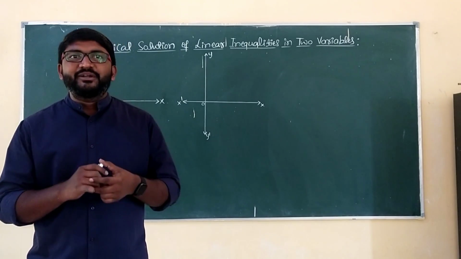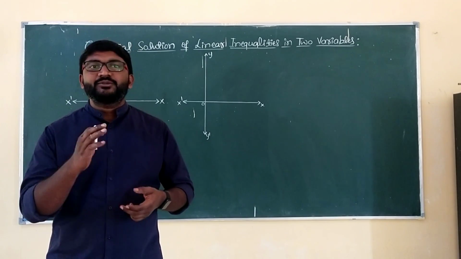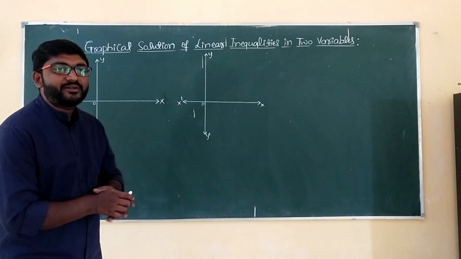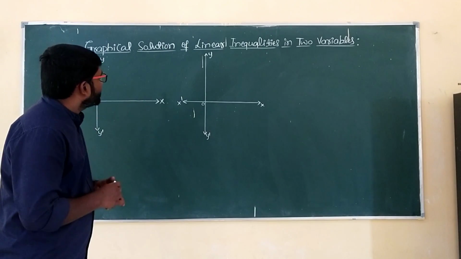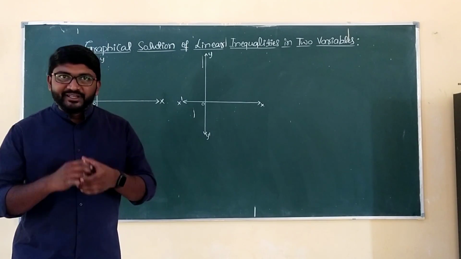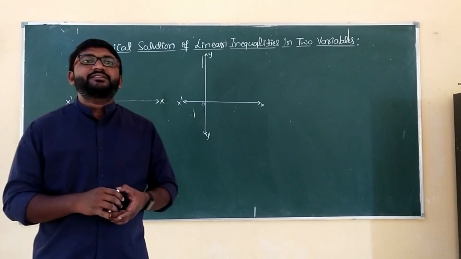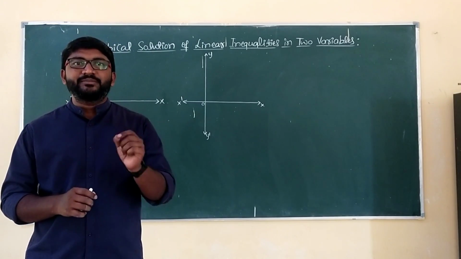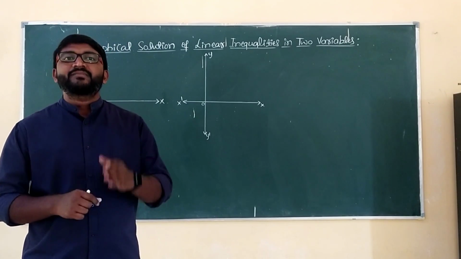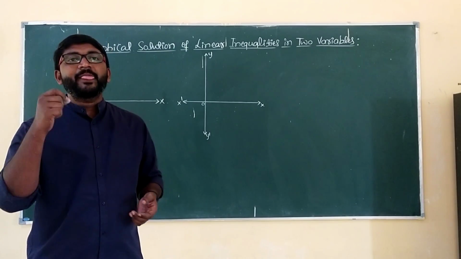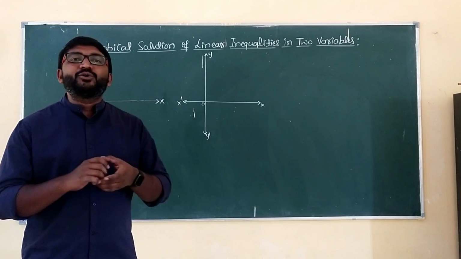So in the last class we have completed exercise 6.1. In today's class we are going to start with the next concept, that is graphical solution of linear inequalities in two variables. In our earlier classes we have studied graphical solution of linear inequalities in one variable. Now we are going to extend that to linear inequalities in two variables.